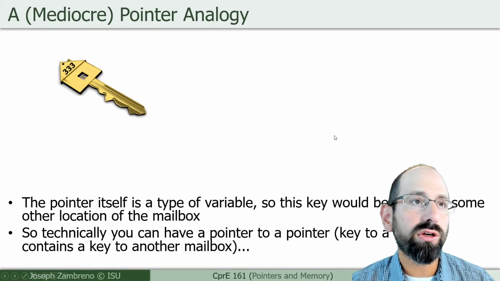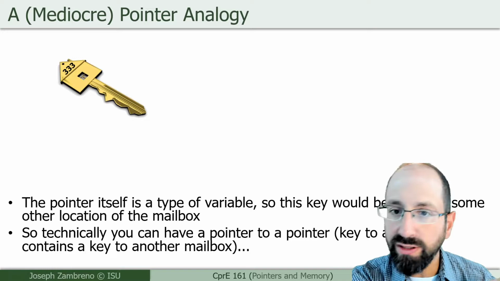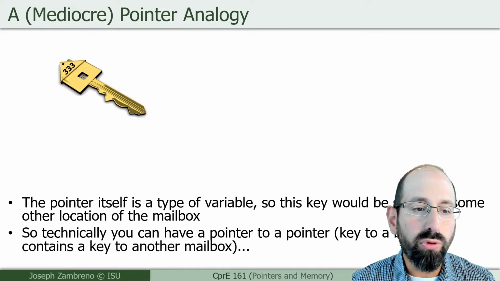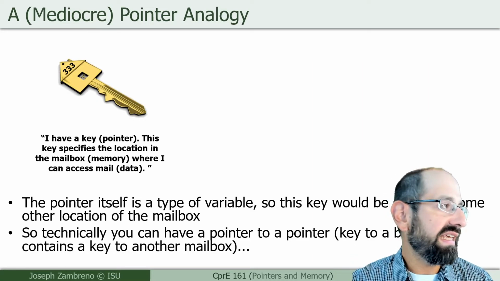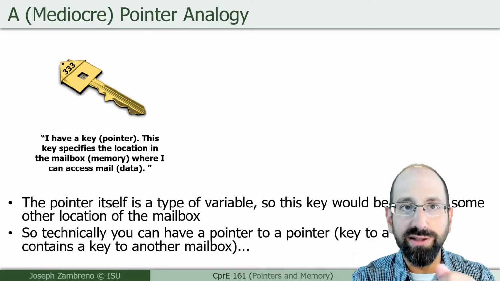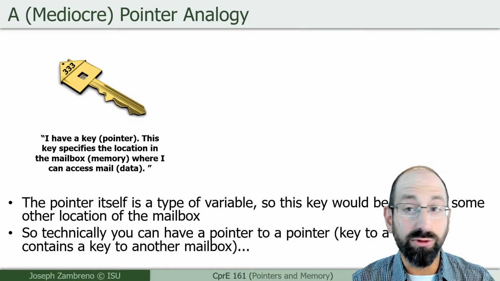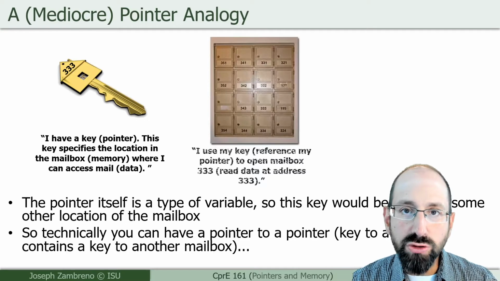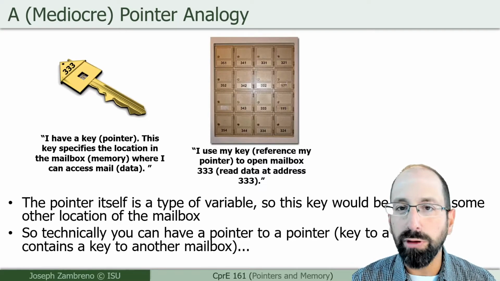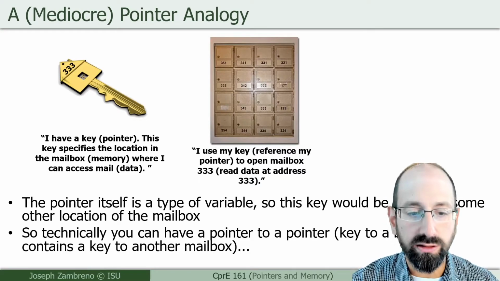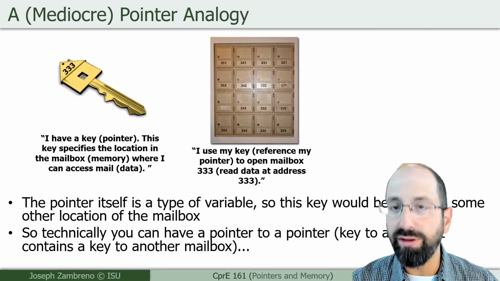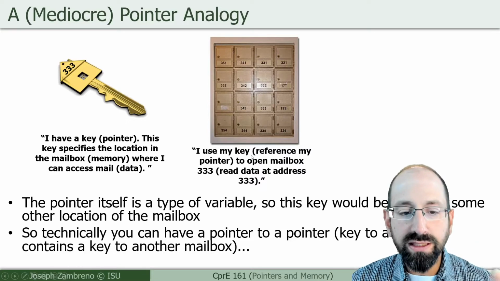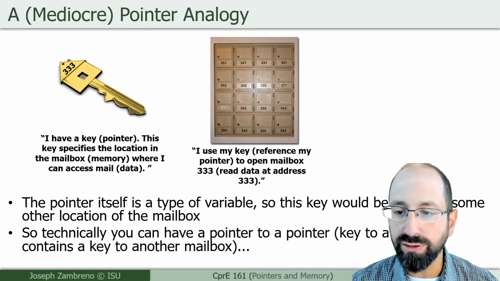Here's a somewhat mediocre pointer analogy, but it matches our previous mediocre analogies we've been using this semester, right? We can think of a pointer as being a key, right? I have this key, and on that key it specifies a location in our mailbox, which would correspond to our memory like before, where I can access my data or my mail. So you would use that key, or in our case, the term we use is reference that pointer to open the mailbox 333 for location 333. That's equivalent to referencing the pointer to read data at address 333.